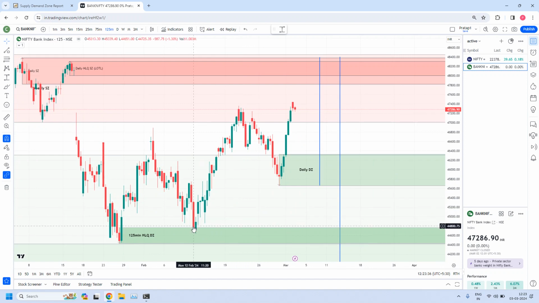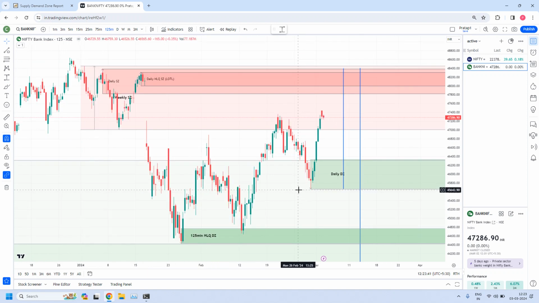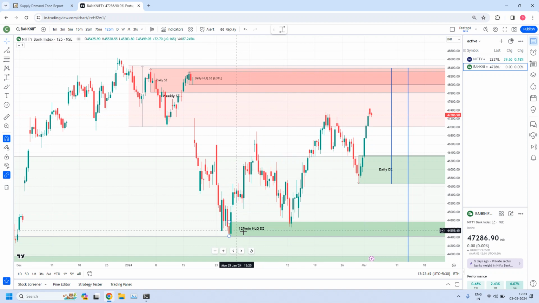This is not the one I am telling. This was given on 12th February, this entry. Probably the one I was talking about is on 75. Probably it could be somewhere here. Okay, this is a 125 minutes high liquidity demand zone.